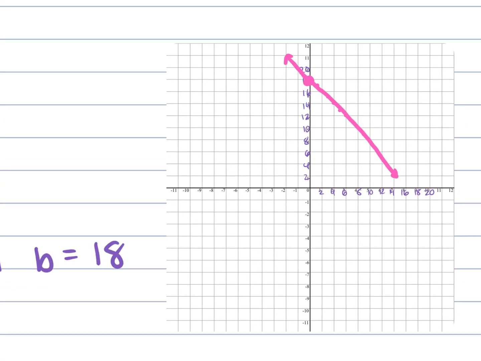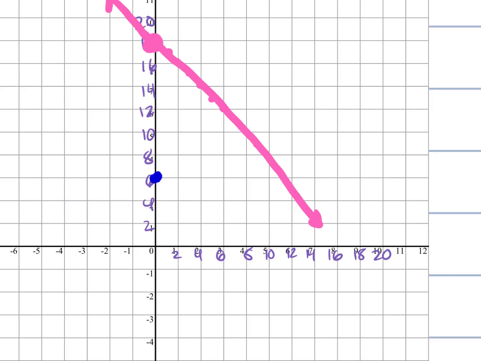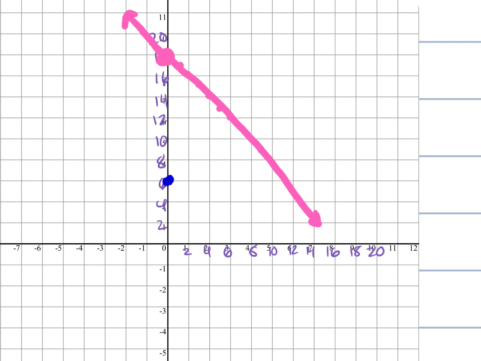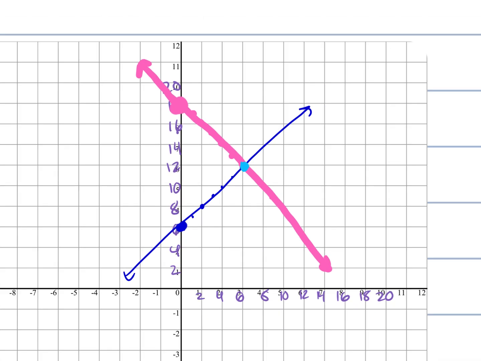So let's go to our graph. What point would I put first? Negative 6. And then how do I show the slope of 1? Up 1 to the right 1, up 1 to the right 1. Once I have a few dots, I can connect my line. Where do these two lines intersect? Perfect. 6, 12.